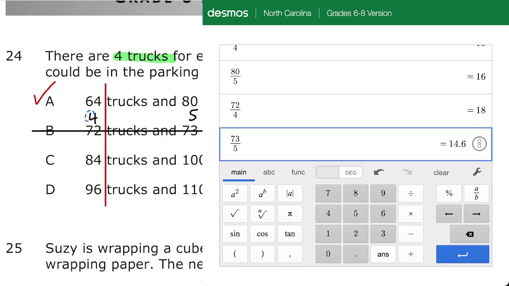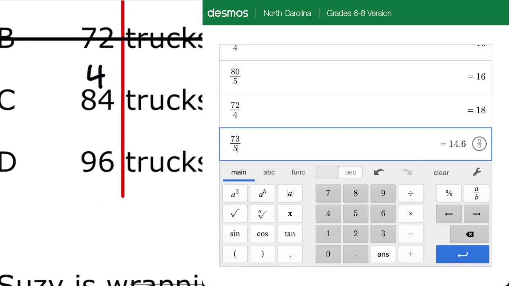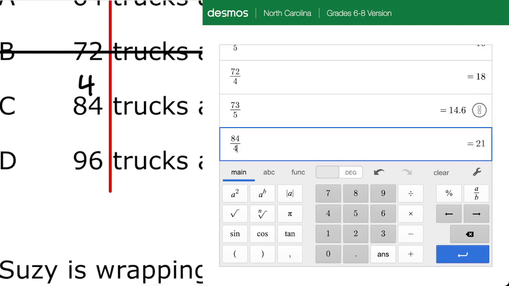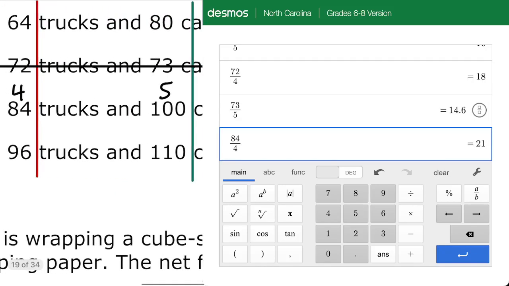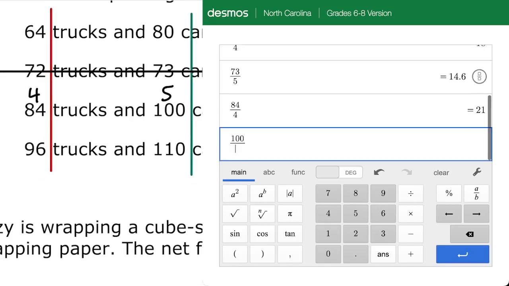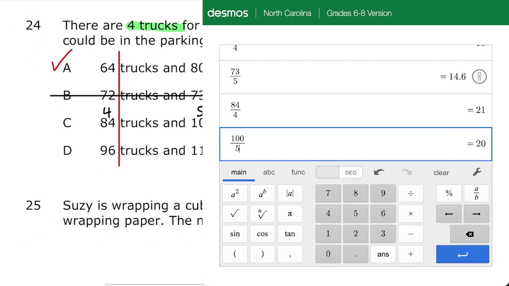All right, let's look one more at C. 4 going to 84. Let's do 84 divided by 4. That gives me 21. Let's do 100 divided by 5. And hopefully you can see that that one is 20. But let's use Desmos. All right, so those are 2 different numbers. So as you can see here, the pattern continues to repeat. These are not equivalent ratios. D wouldn't work out. So the correct answer choice would be A.